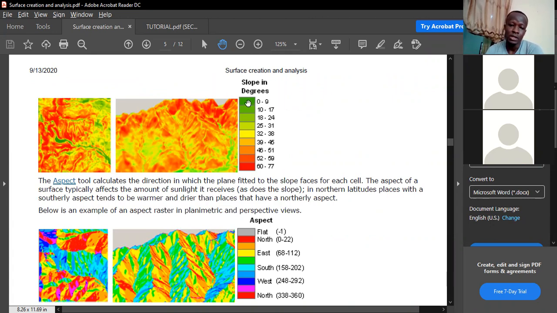So the green, when you see green, it means it's almost flat. Not so much is changing over there. The highest changes are happening at the top of the mountain. So you can see what's red happening?